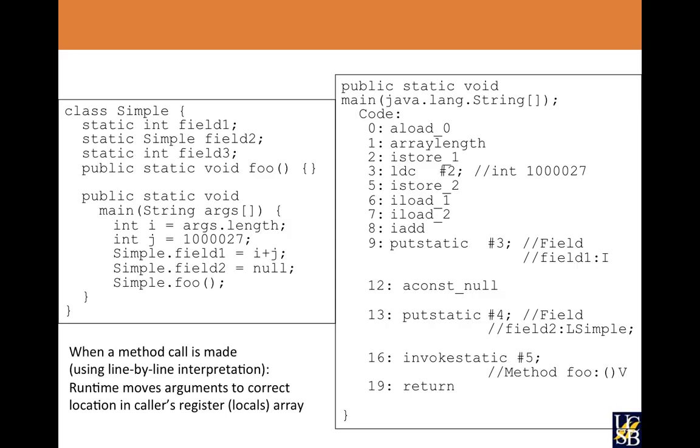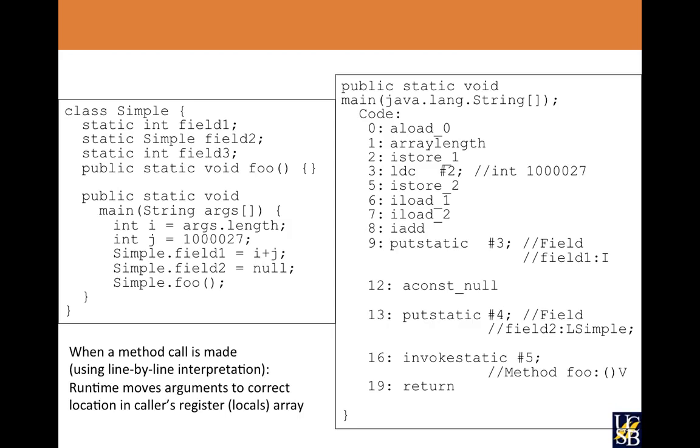Line 13 is a field access. In this case, it's putting a value into a static field. The field is indexed in the constant pool at number 4. And if we chase that index, we find that the field is field 2 in class Simple. So this instruction is going to consume what's on top of the stack, which has to be the value, and it's going to store that value into field 2 once we have an address for it when we're running in the runtime at the target location.